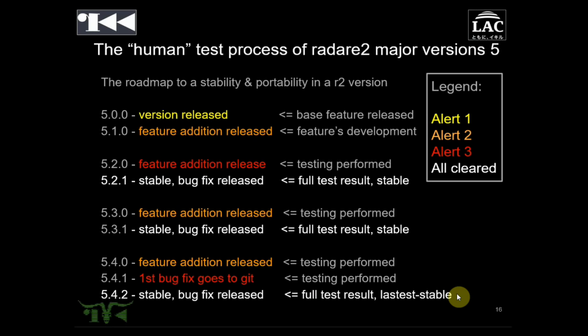So this is a story about how the testing is continuously happening, and when the actual test can be performed. The strategy seems to work in this Radare 2 major version 5, so I think it will be good as a reference for the future too.